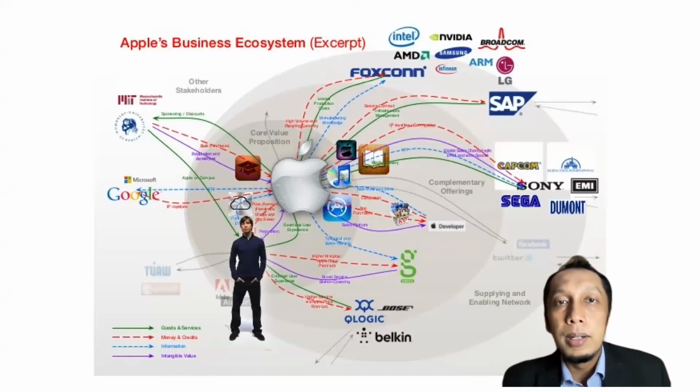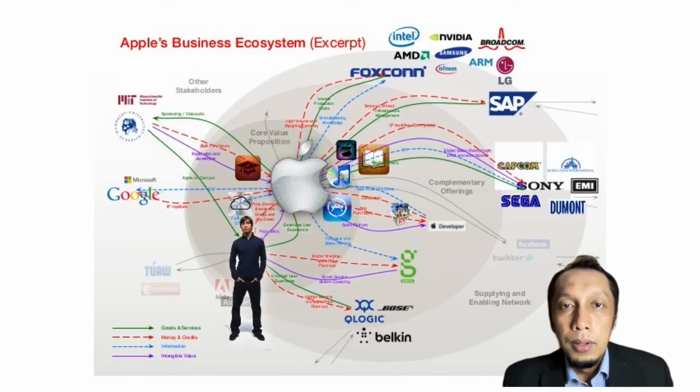They are coming from media and entertainment business. On the bottom of the figure, you will see companies like QLogic, Belkin, and Bose, for example. They are focusing on multimedia and entertainment. On the left-hand side, you will see Microsoft and Google. This is also interesting because in some markets, Apple and Google and Microsoft are competing with each other. But here, they have to work collaboratively.